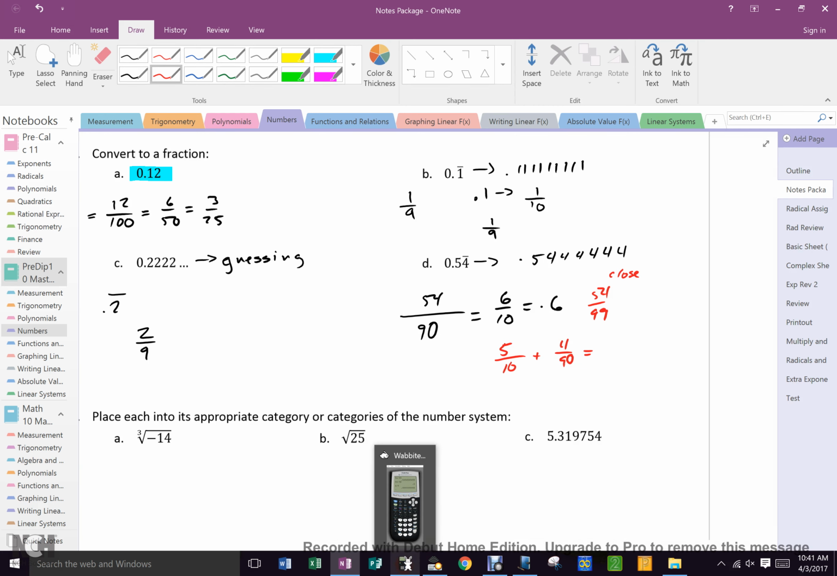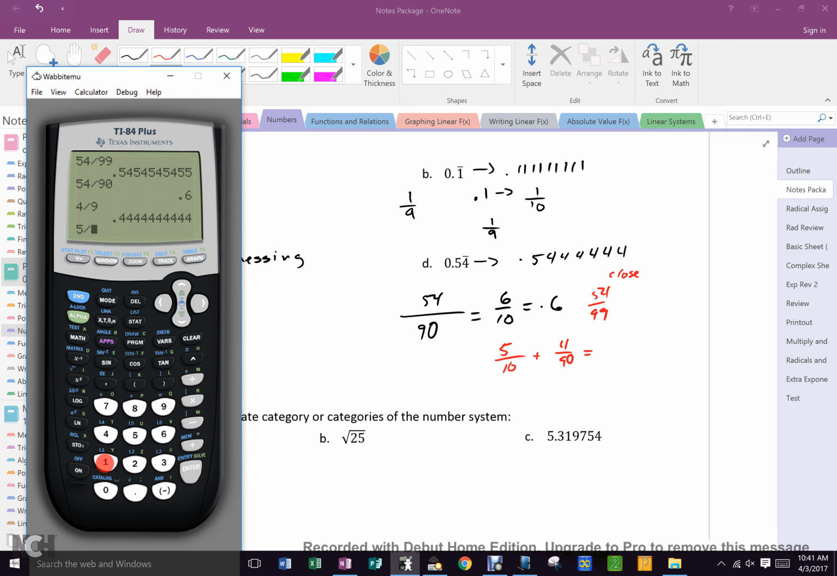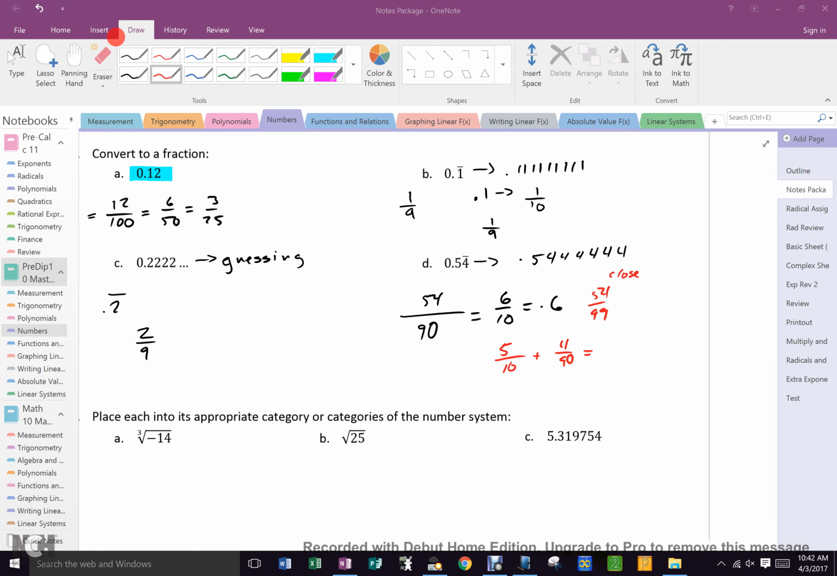Now let's check. 5 divided by 10 plus 4 divided by 90. What did we get? Exactly what we wanted, right? So, if we were going to add these, what's the common denominator? 90.